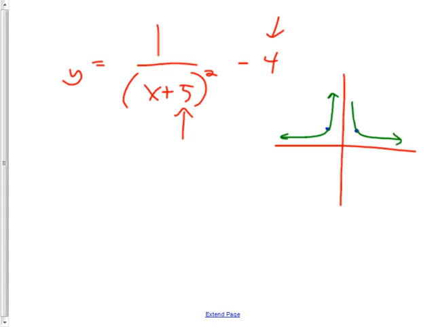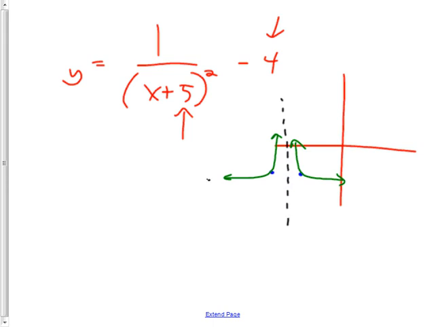Okay, now where should I shift it? 5 to the left, including those little spots. 1, 2, 3, 4, 5. There, and then down 4. 1, 2, 3, 4. There we go. If I put in my asymptotes, one of them's pretty obvious. I hope the other one's pretty obvious to you too. And there we go. I've graphed it.